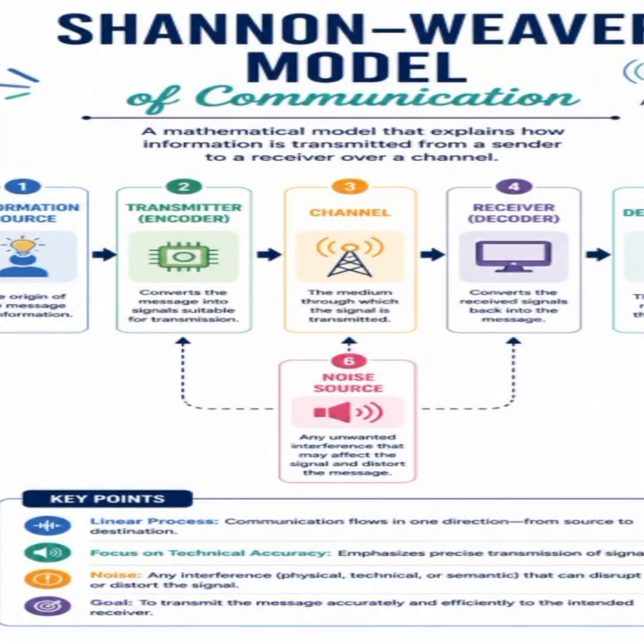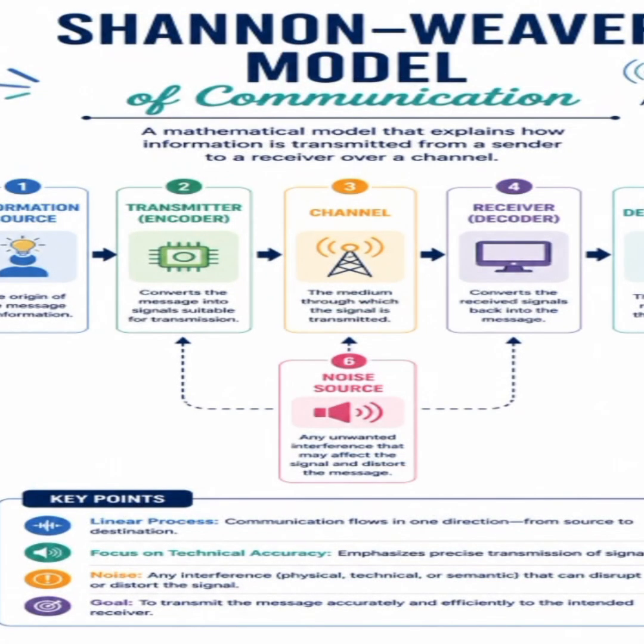Third, we have the channel, the medium through which the signal is transmitted. This is the physical wire, the radio frequency, or the airwaves carrying the encoded signal from point A to point B. Number four, we have the receiver or the decoder, who converts the received signals back into the messages. This acts as the mirror image of the transmitter. It takes the incoming electrical signals, sound waves, or data packets and reconstructs them into something a human can comprehend.